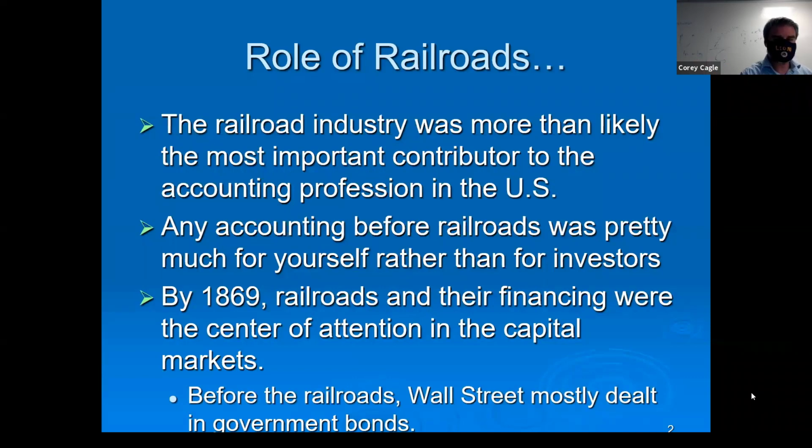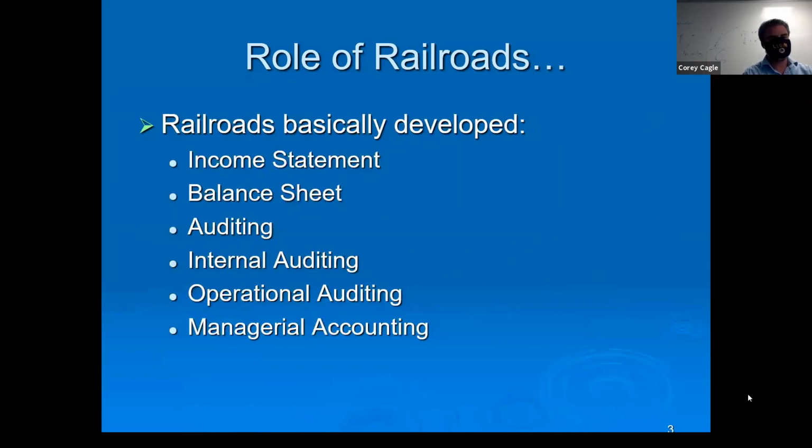So we can trace back the development of pretty much all these things to the railroads. Income statement as we know it, balance sheet as we know it, auditing, internal auditing, operational auditing, and managerial accounting, we can all trace back to the railroads. All the financial reports that we know, we had the railroad managers needing cost data to operate the trains, cost accounting developed from that. We'll talk about that in a second.